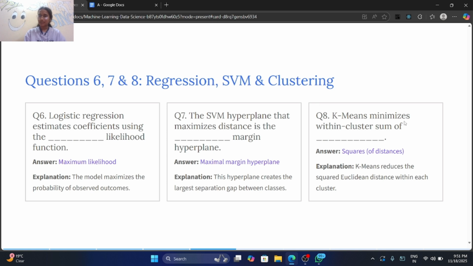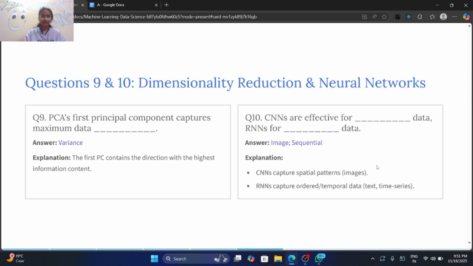Question number 8. K means minimizes within cluster sum of question mark. Whenever we do clustering, especially K means, the algorithm tries to reduce the distance between data points and the cluster center. Specifically, it minimizes the sum of squares. So the answer is squares. Moving ahead with question number 9. PCA first principal component captures maximum what? You know PCA is used for dimensionality reduction. The first principal component is the direction with the highest information. That means variance, data variance. PCA first principal component captures maximum data variance is the correct answer here.